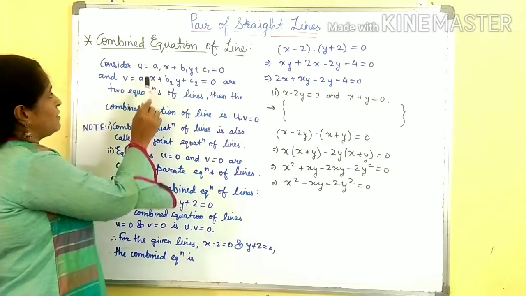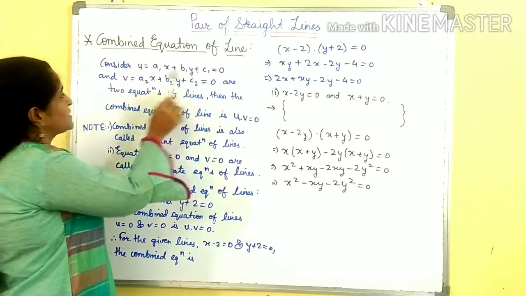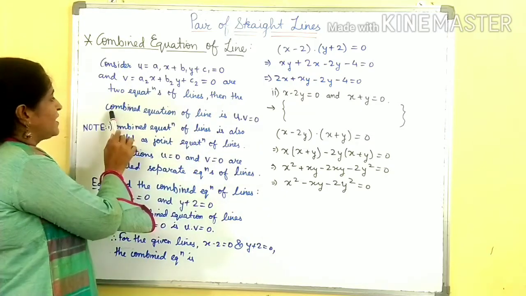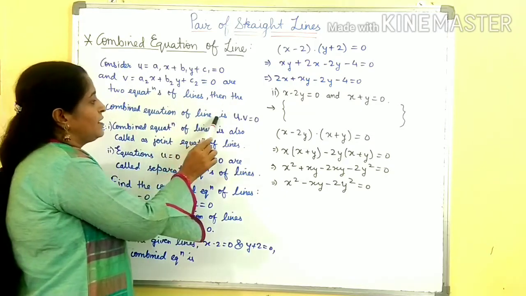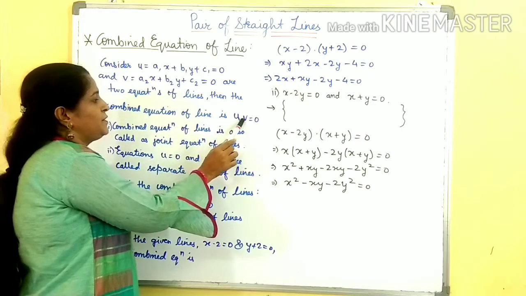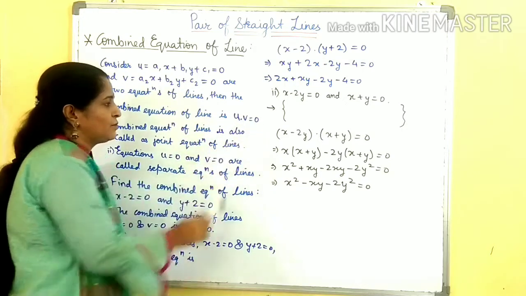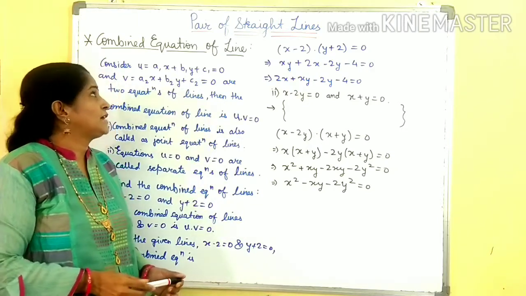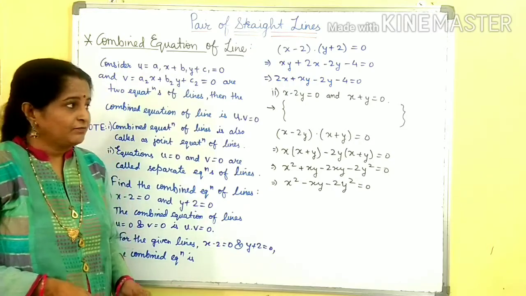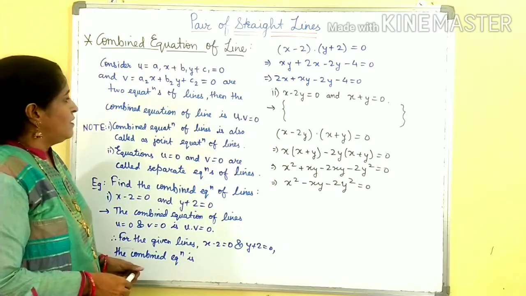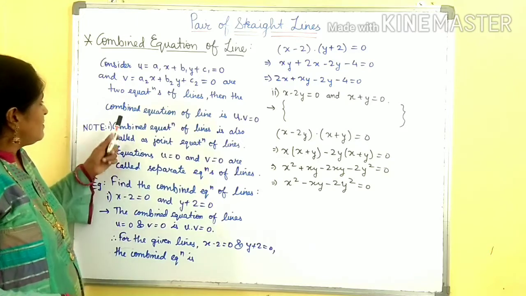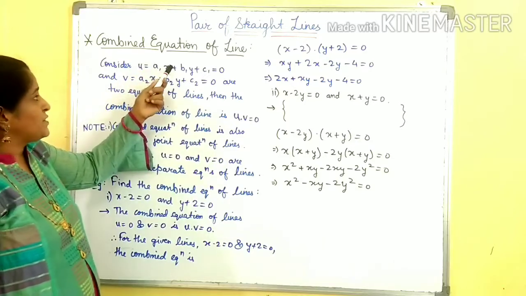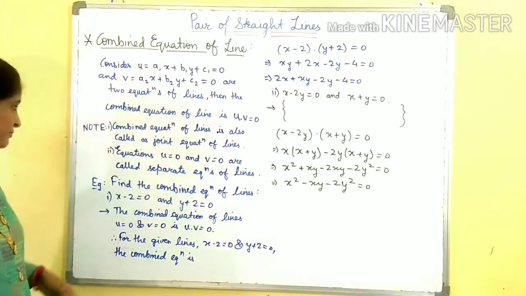For two equations of line, that is u is equal to this one and v is equal to this one, their combined equation of line is u into v is equal to 0. This is your first theorem for this chapter, pair of straight line. Means whenever there is combined equation, you multiply the equation of line u and equation of line v.